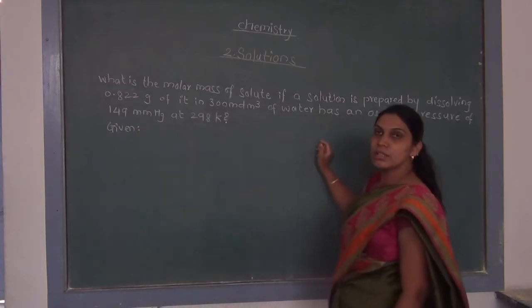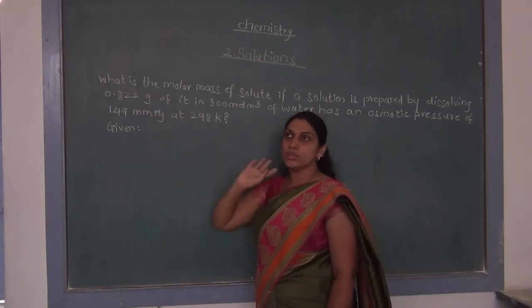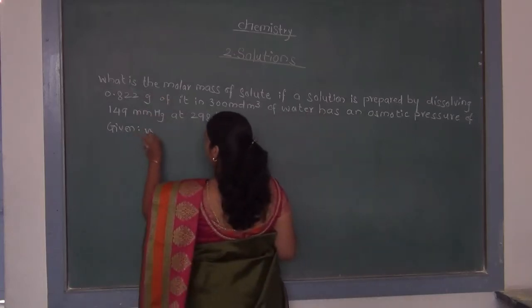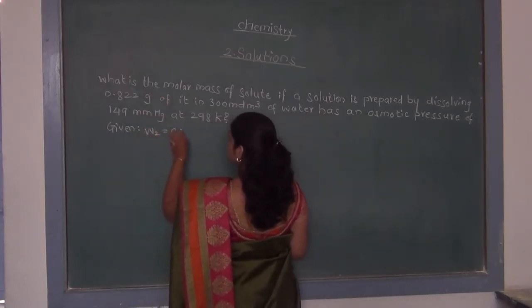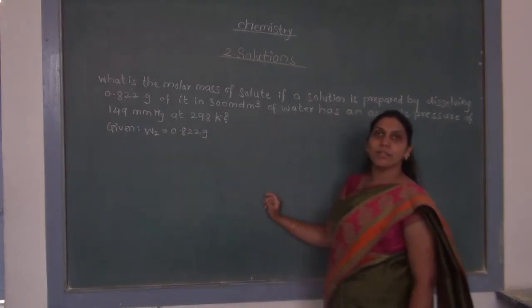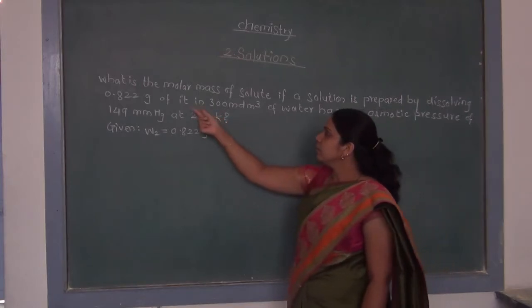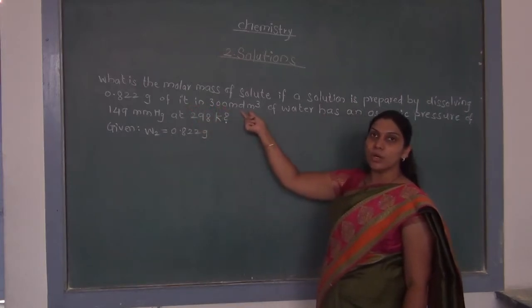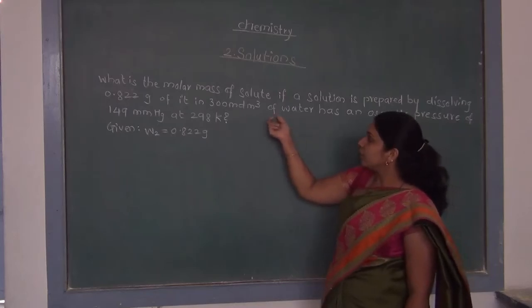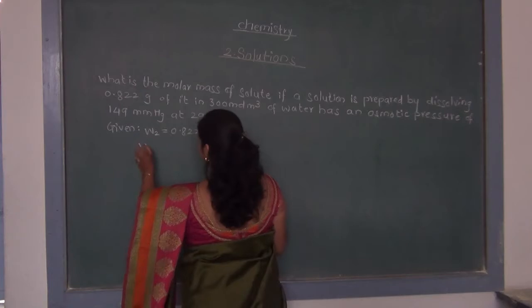What is given is the mass of solute, so W2 is equal to 0.822 grams. Then we have been given the volume of solvent, that is 300 dm³.